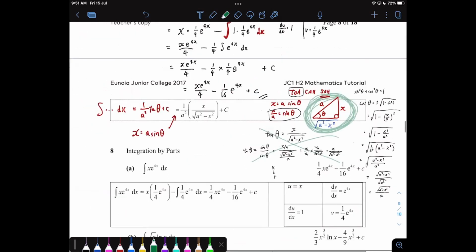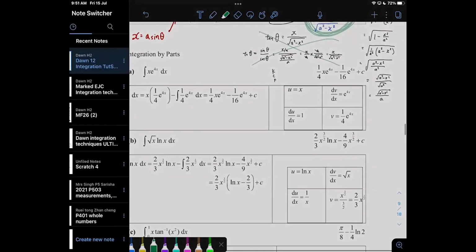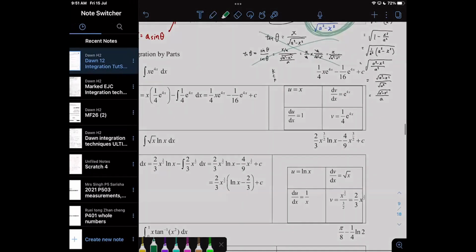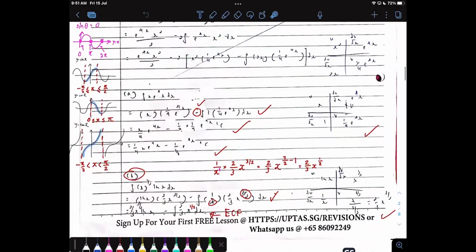Okay, moving on. So integration by parts. Wow, I talked too much already. Need to go faster. Okay. Part A is fine. Sorry, this one is cancelled off. Part A here is fine. Part B here is not fine.